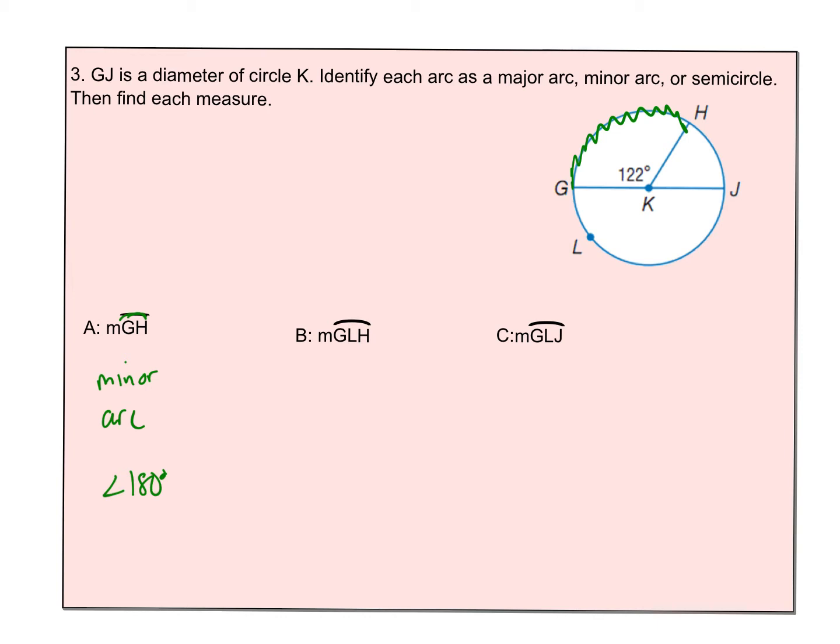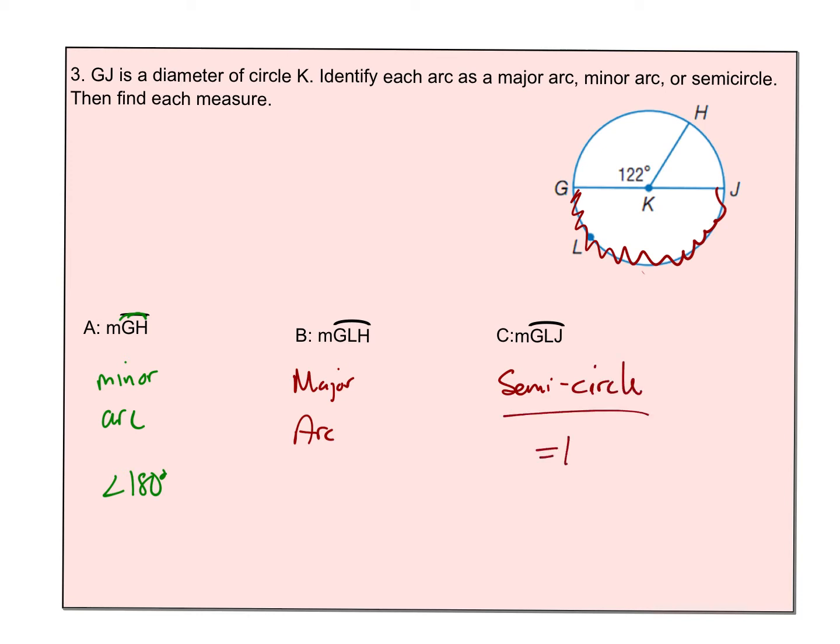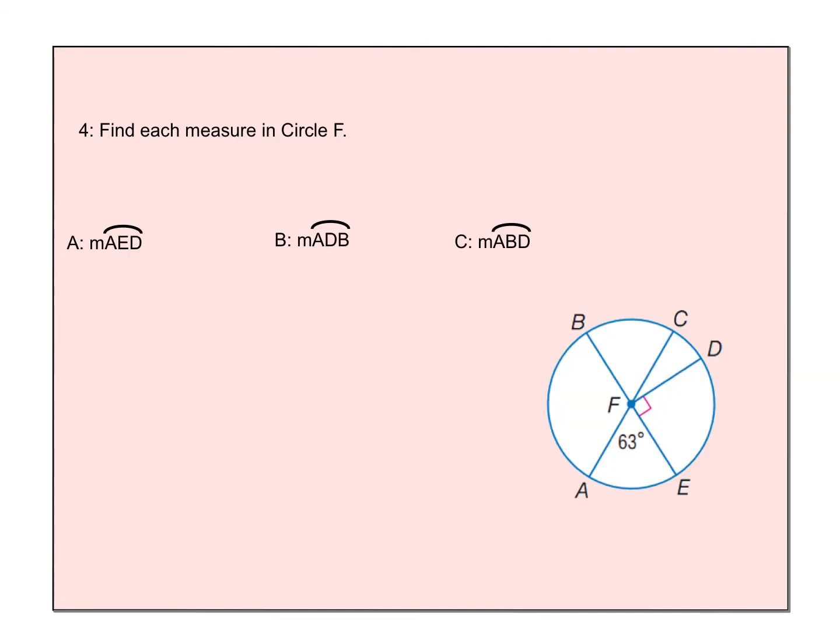All right? So now GLH, that's definitely going to be a major arc. That's the long way around. And GLJ, that is going to be your semicircle, because it's equal to exactly half the circle, and it's equal to 180 degrees.